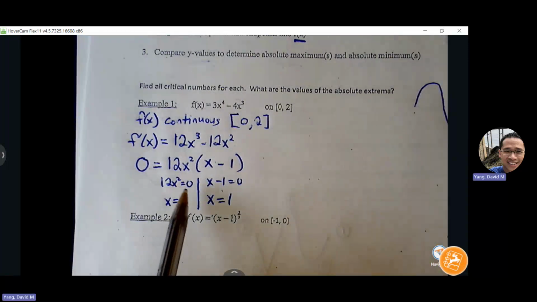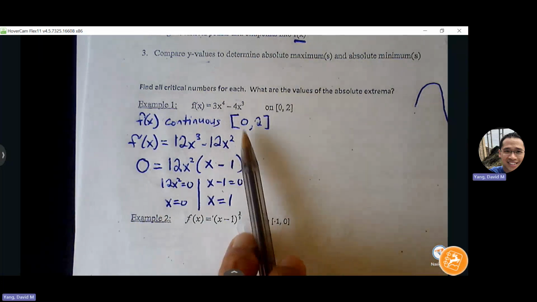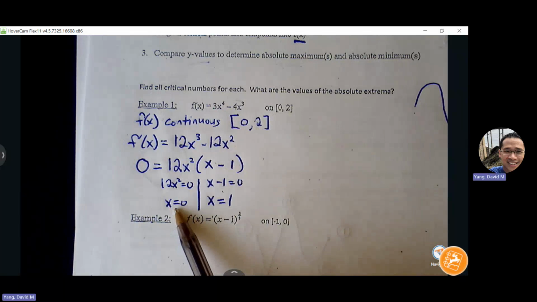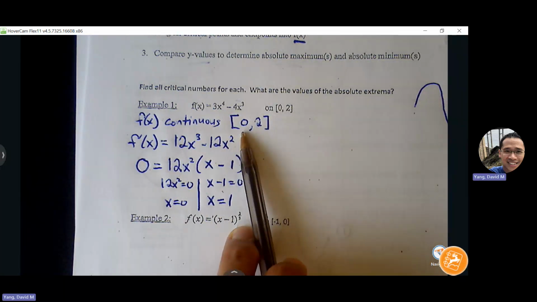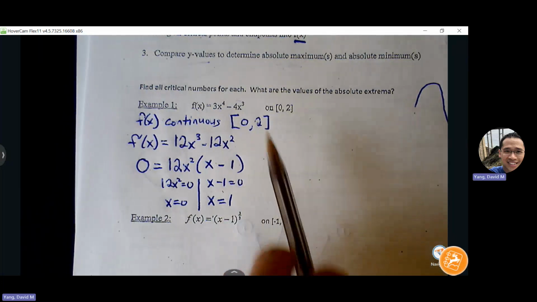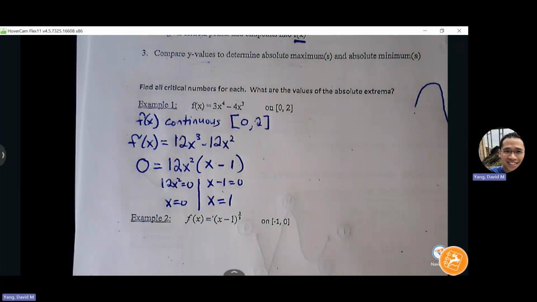So is 0 anything new for us to test? Yeah, we already have it as an endpoint, so it's just a duplicate. We don't have to include it as well. It's already included in our candidates. Is 1 new? Yes, it is. And is it valid? Yes, because it's in between 0 and 2. Good. So we always want to make sure that our critical points land inside the interval.